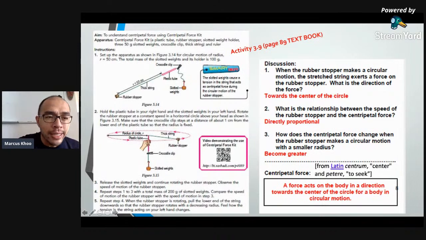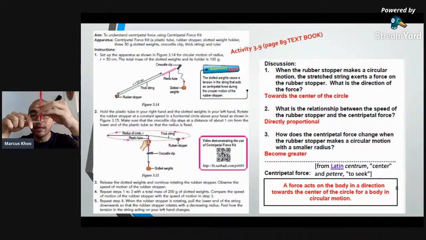Does it have to be 1 cm from the lower end of the plastic tube? Not necessarily. Actually, what we did last time was we made sure that the clip always stays there, that it doesn't move down. But it is better to be 1 cm. If you can't, you can always make it stay there.